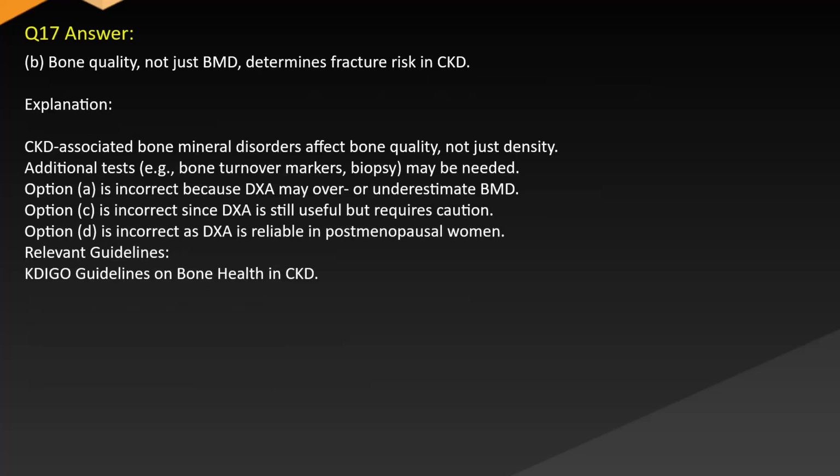Answer: B. Bone quality, not just BMD, determines fracture risk in CKD. Explanation: CKD-associated bone mineral disorders affect bone quality, not just density. Additional tests, e.g., bone turnover markers, biopsy, may be needed. Option A is incorrect because DXA may over- or underestimate BMD. Option C is incorrect since DXA is still useful but requires caution. Option D is incorrect as DXA is reliable in postmenopausal women. Relevant guidelines: KDIGO guidelines on bone health in CKD.